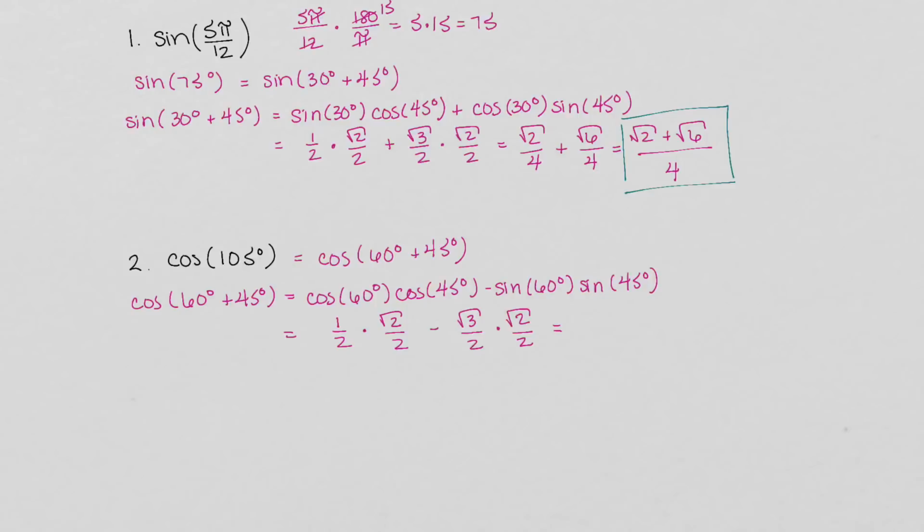So 1/2 times root 2 over 2, that's the square root of 2 over 4. And then this is minus the square root of 6 over 4. And again, I cannot combine the root 2 and the root 6, so I leave them separate. So this is the square root of 2 minus the square root of 6 divided by 4. And that's our answer. So cosine of 105 degrees is root 2 minus root 6 over 4.